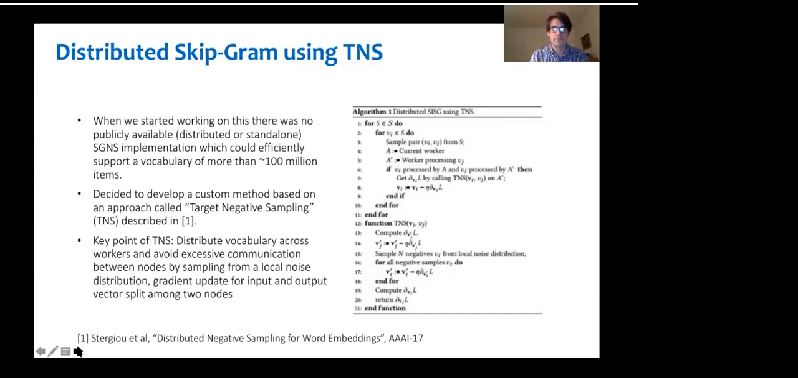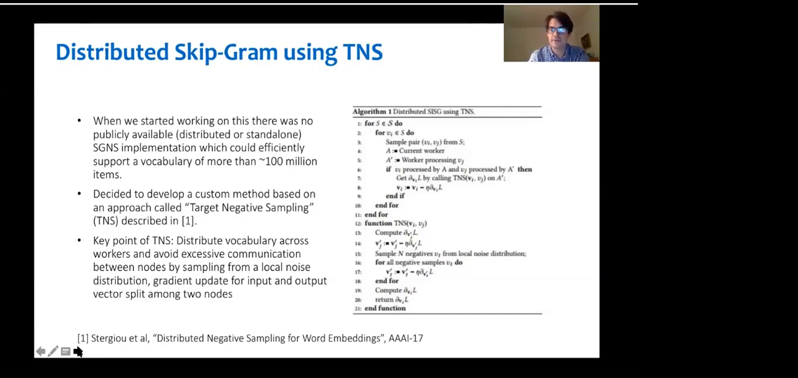Now, the key point of target negative sampling is that we distribute the vocabulary across several workers, because depending on the embedding dimension, storing the input and output vector for every item, site information, and user type on one worker could maybe be impossible. And in order to avoid excessive communication between nodes, which would happen if one naively implements negative sampling, we sample negative samples from a local noise distribution.